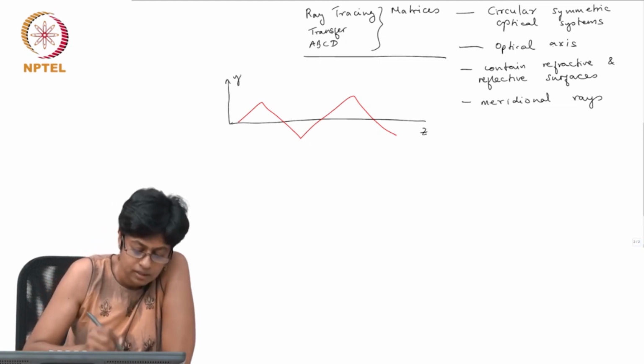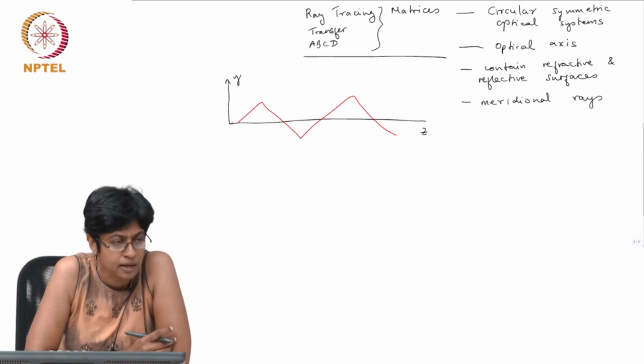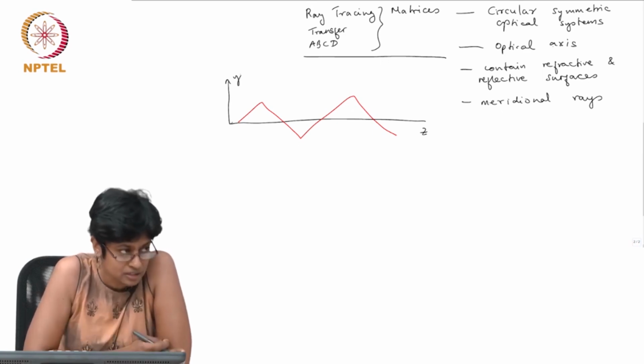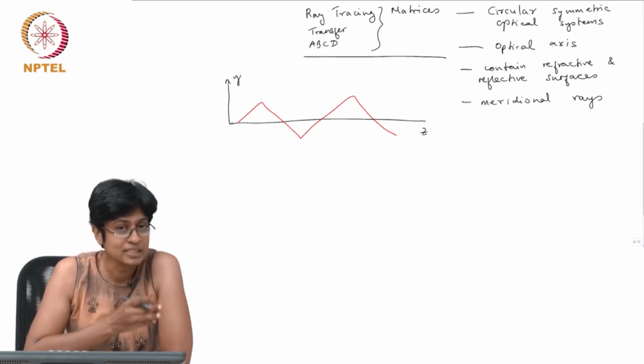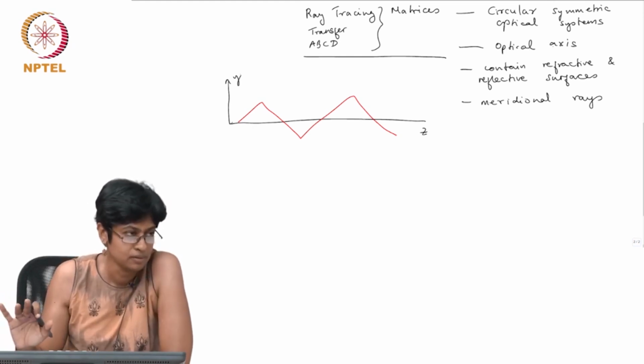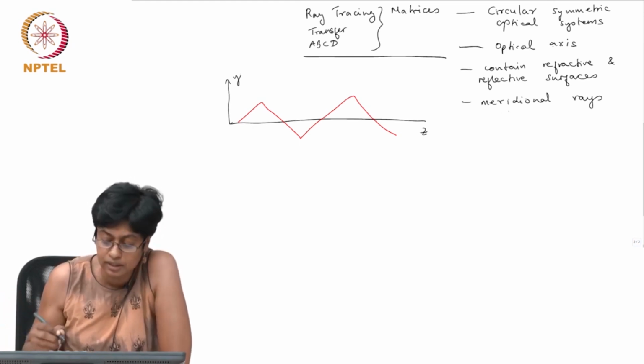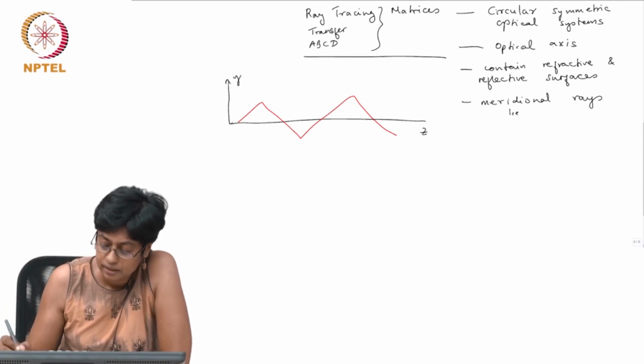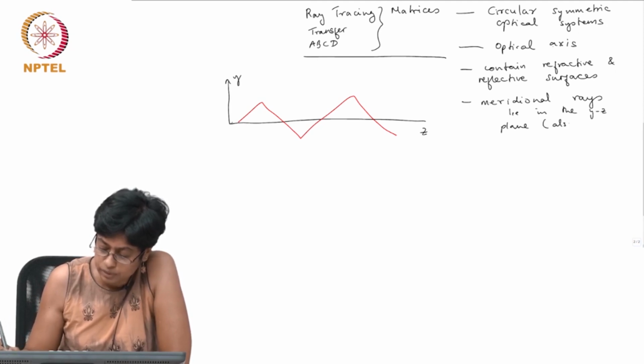Let's say in this case I call this the YZ plane. So I am talking about rays traveling in a plane. This plane contains the optical axis, but I am not talking about rays that get pushed out of this plane. Okay. So these are meridional rays. They lie in the YZ plane, and this also happens to contain the optical axis.